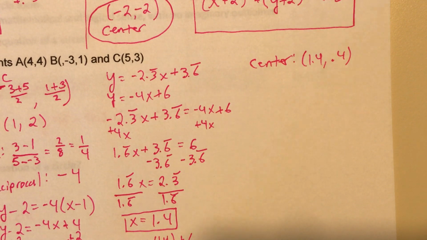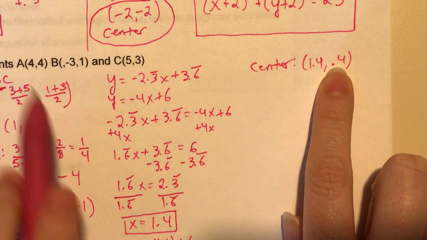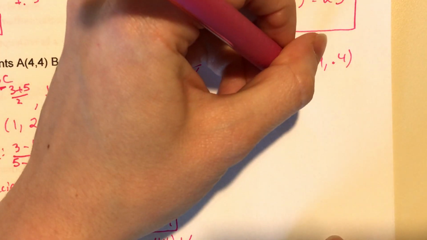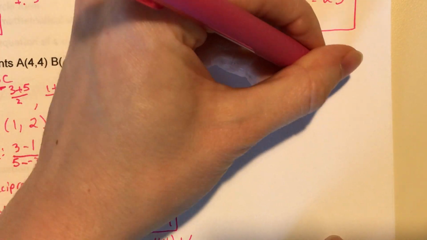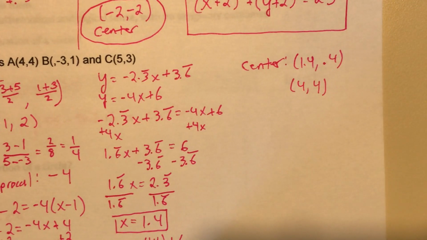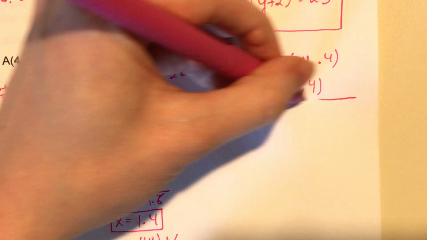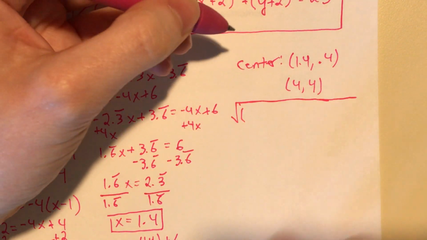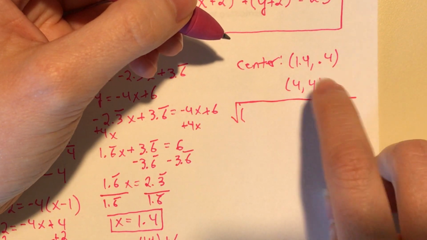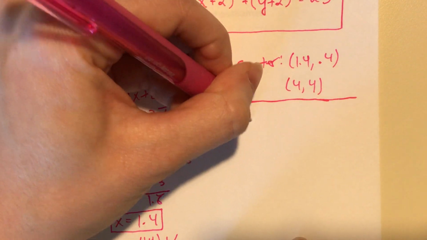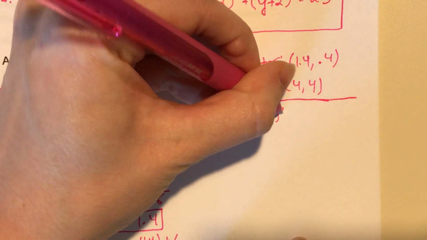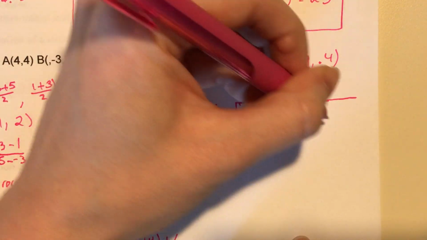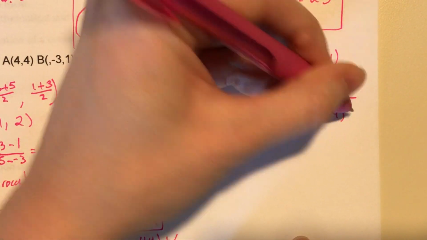All right, and that last step before we can give ourselves the equation is to find the radius of the circle. So we can take any of the points we were given, and we're going to find the distance between them. So I'll use 4, 4. That was A. Going to find the distance between them to find the radius. So here is the distance formula. We've got x2 minus x1 squared, so 4 minus 1.4 squared, plus y2 minus y1 squared, so 4 minus 0.4 squared.